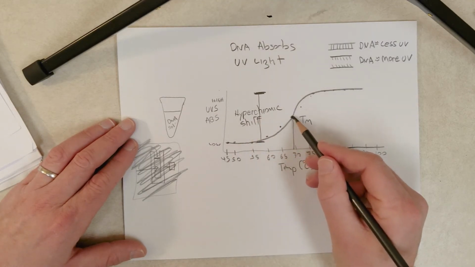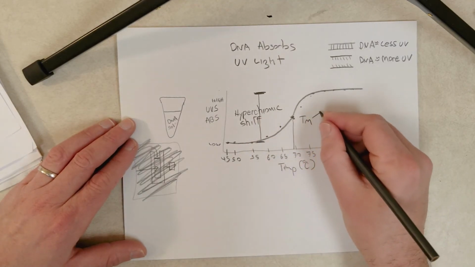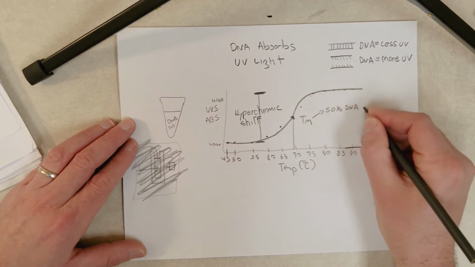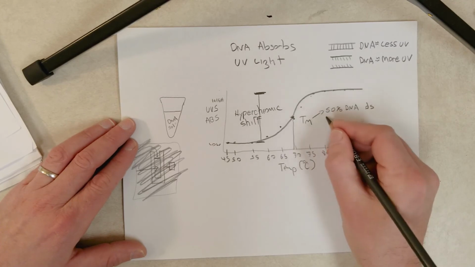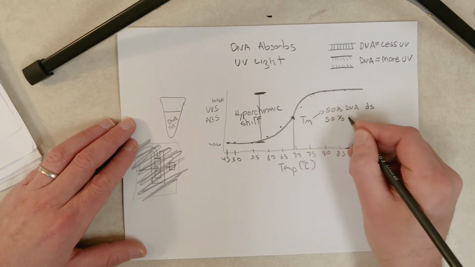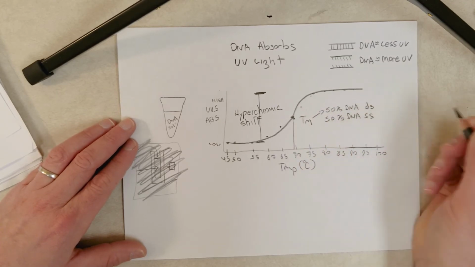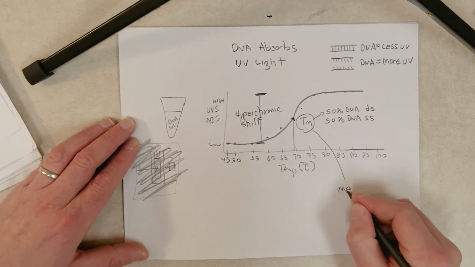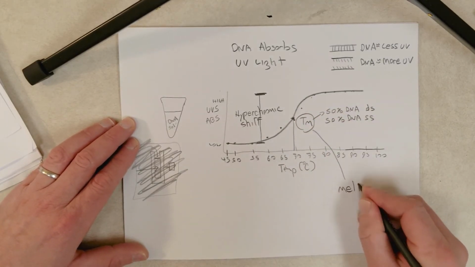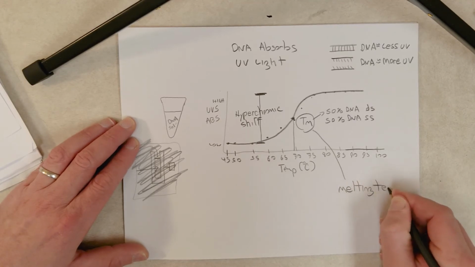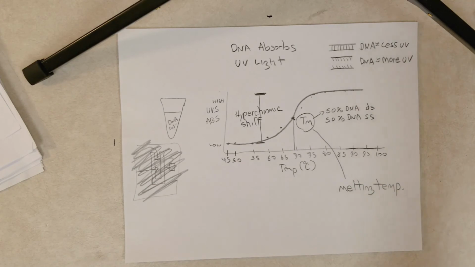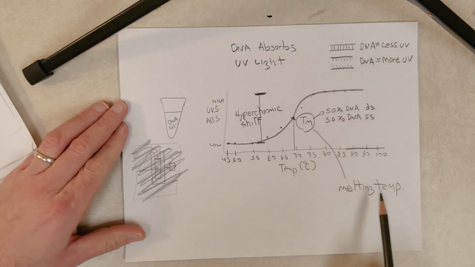Now the melting temperature, the midway point between the hyperchromic shift, or this inflection point in this graph right here, that's the point at which 50% of the DNA is double-stranded and half of the DNA is single-stranded. So let me say this again. The Tm stands for melting temperature. So DNA molecules, solutions of DNA, have a melting temperature.